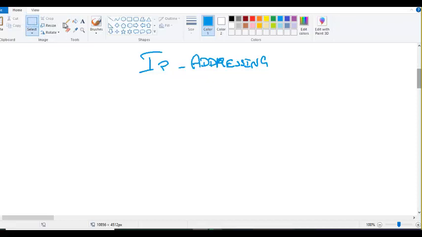What is the size of an IP address? 32 binary bits. Very well said. See, in networking, you will also have hexa bits, so we need to be very clear. How many bits? 32 binary bits.